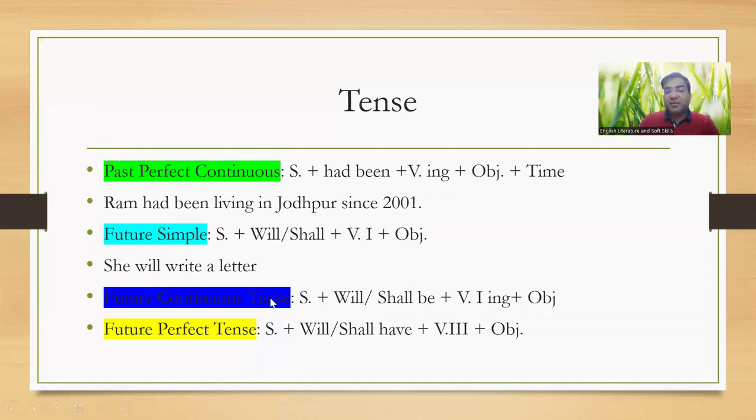Future continuous tense. If you want to show continuity in the future, then you have to use the structure: subject plus will be or shall be plus verb first form plus ing plus object. She will be writing a letter. Be, will be or shall be, is important here. Then future perfect tense. You have to use perfectness, completeness in the future time, and you have to use future perfect tense. Subject plus will have or shall have plus verb third form plus object. She will have written a letter. Write, wrote, written is the third form. She will have written a letter.